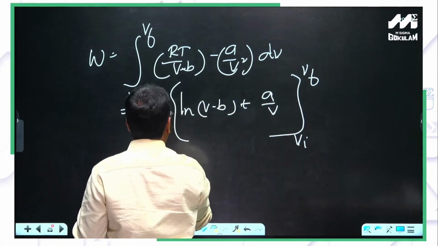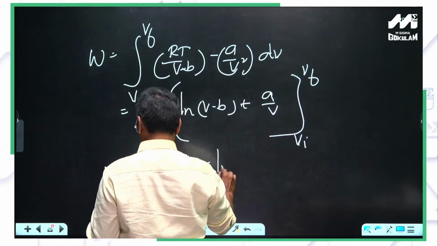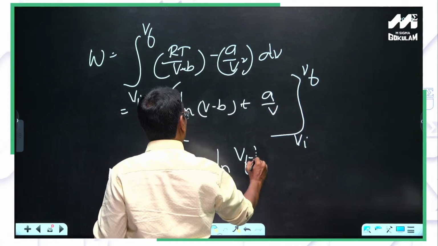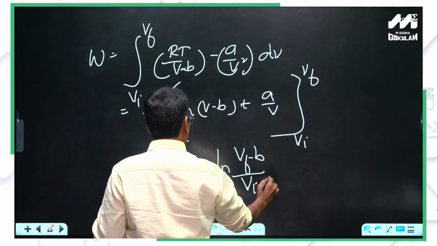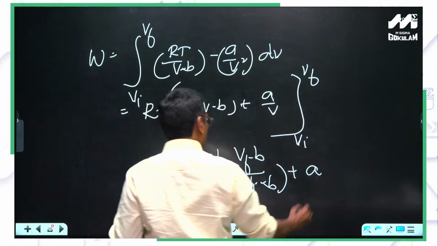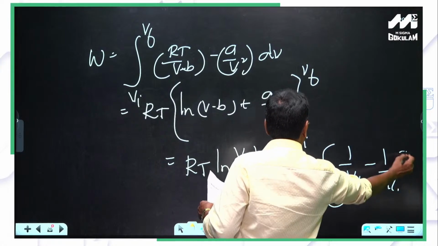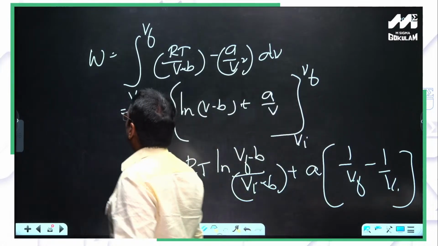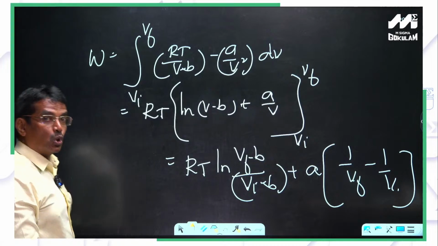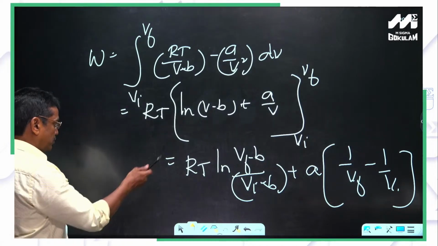It will become RT log of Vf minus B divided by Vi minus B, plus A into 1 by Vf minus 1 by Vi. This is the answer for the work done. Please note that integral PdV can be written only when the system is closed and the process is reversible or quasi-static. So this is the answer.